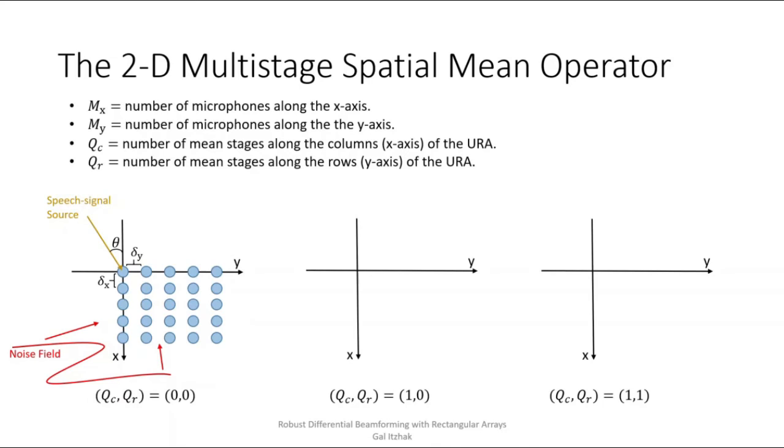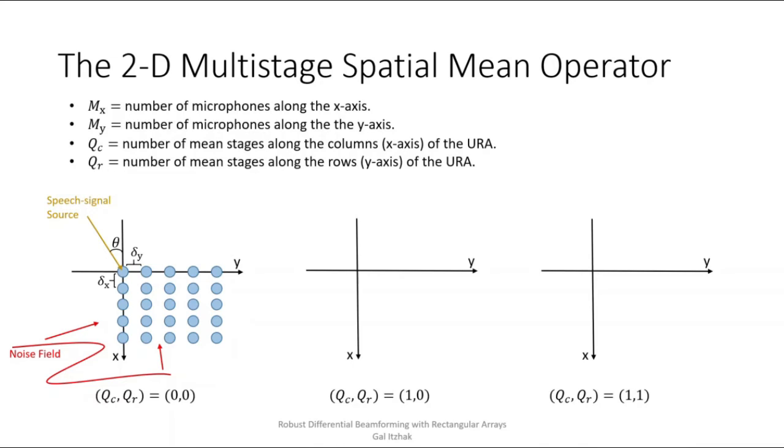Now we present two design parameters, QC and QR, which, as we mentioned before, control the number of mean stages along the columns and rows of the array, respectively. With QC and QR equal to 0, 0, the spatial mean operator doesn't operate at all. Now let's assume that we want to set QC, QR to equal 1, 0.